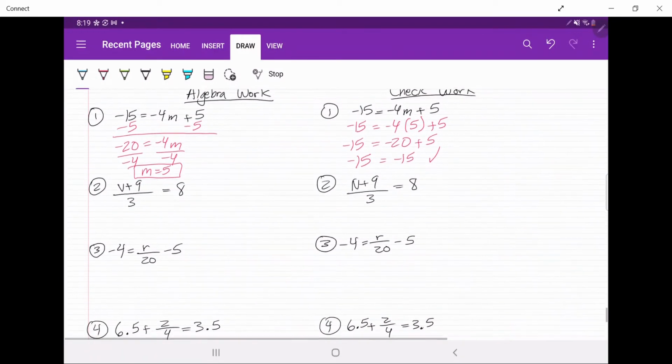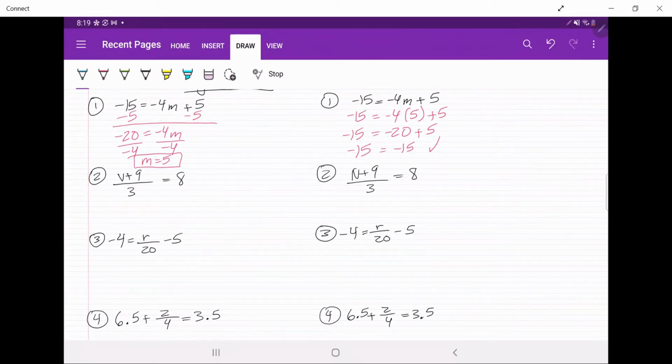Our next problem, v plus 9 over 3 equals 8. So the first thing we need to do is get v plus 9 by itself. So instead of dividing by 3, we'll multiply by 3 on both sides. Once we multiply 3 on both sides, we're left with v plus 9 equals 8 times 3, which is 24. And if we want to get v by itself, instead of adding 9, we subtract 9 on both sides. So now we're left with v equals 24 minus 9, which is 15.